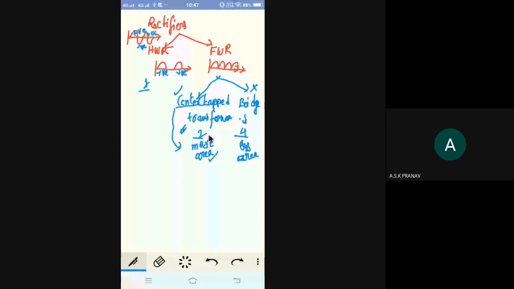In center tap transformer, we will use only 2 diodes, whereas in bridge full wave rectifier, we will use 4 diodes. Maybe the area of the bridge full wave rectifier is greater than the area of a center tap transformer. But the diodes occupy a very small area compared to the center tap transformer. That's why the area occupied by the bridge rectifier is very small compared to the center tap transformer.